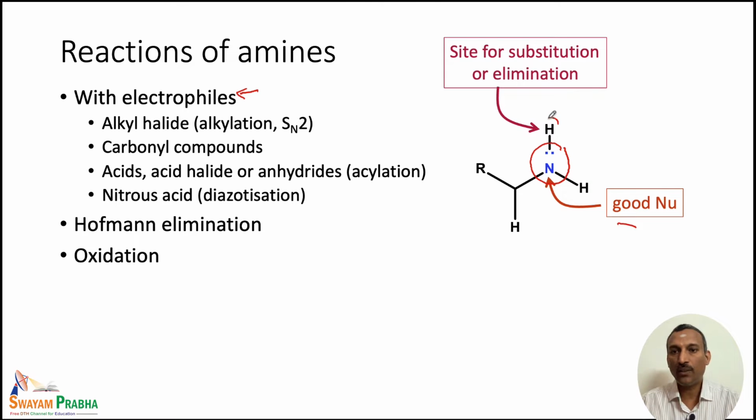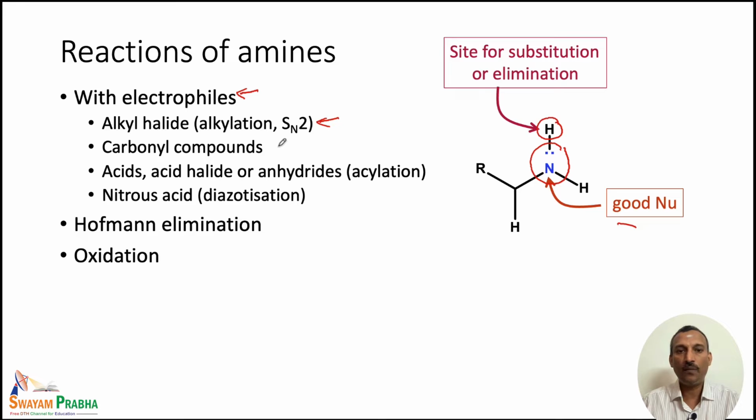And we also have a site where the hydrogen can be replaced. So, this leads to a site for substitution or elimination in the amino derivatives. So, there are two major places where the amino compounds can undergo reaction, one on the nitrogen, another one with the replacement of hydrogen. So, the first one when we talk about the reactions with electrophiles is the alkylation reaction. So, this is nothing but an SN2 reaction. So, alkyl halide when reacted with an amine leads to substitution of the amino group.